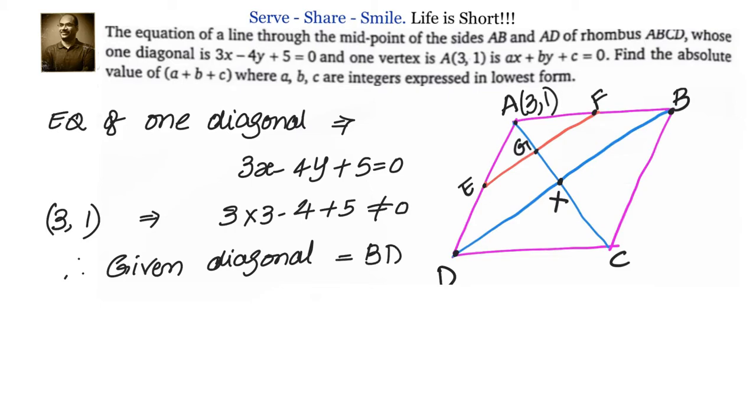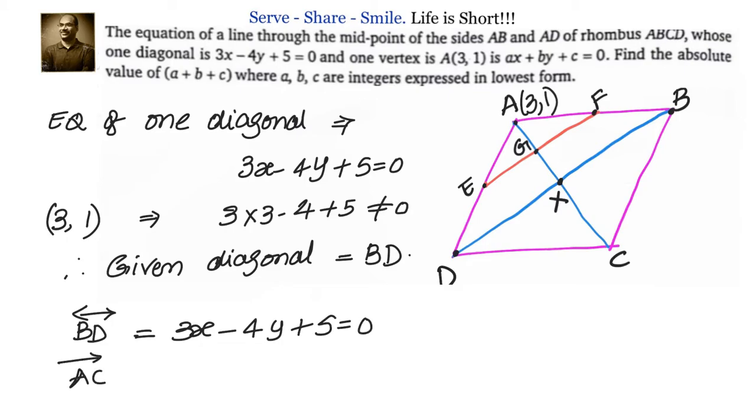So first let us check which diagonal is given to us, whether it is AC or BD. Since A is not satisfying the given diagonal, we know that the given diagonal is BD.